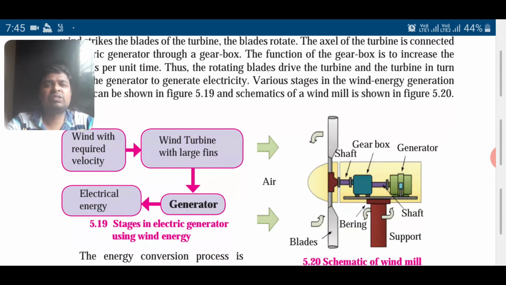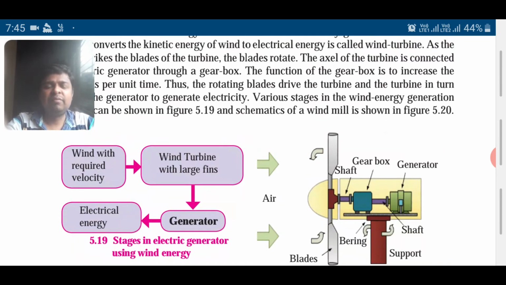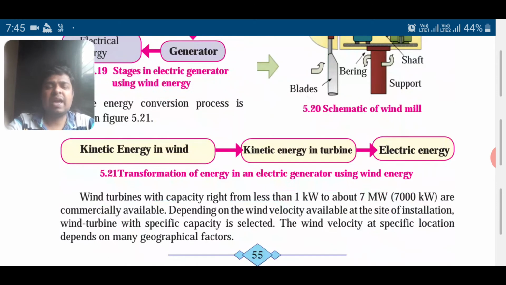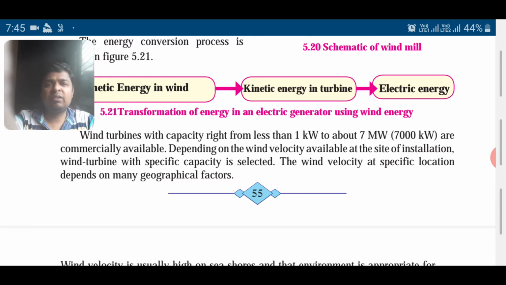Various stages can be seen here: wind with required velocity, then wind turbines, then generator, then electrical energy. So kinetic energy in the wind is converted to kinetic energy in the turbine, which is converted to electrical energy. Small capacity turbines to large capacity turbines are there, from 1 kilowatt to 7 megawatt. Depending on wind velocity and site of installation, wind turbines with specific capacity are selected.